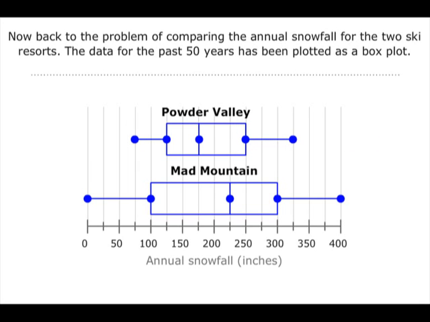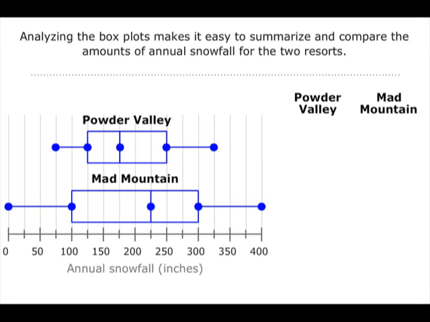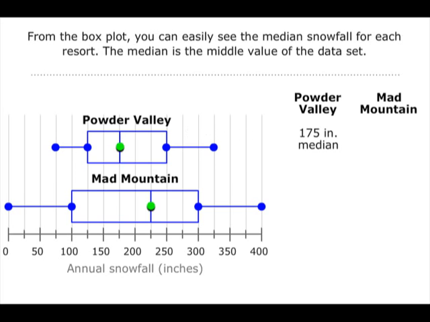Now, back to the problem of comparing the annual snowfall for the two ski resorts. The data for the past 50 years has been plotted as a box plot. Analyzing the box plots makes it easy to summarize and compare the amounts of annual snowfall for the two resorts. From the box plot, you can easily see the median snowfall for each resort. The median is the middle value of the dataset.